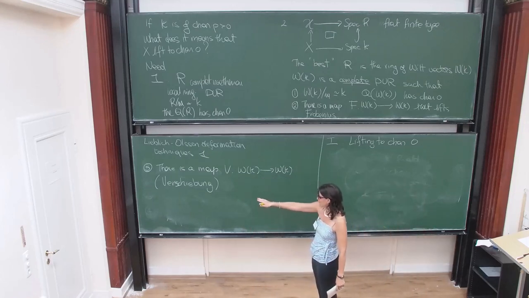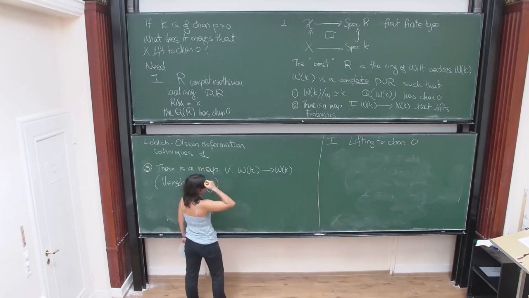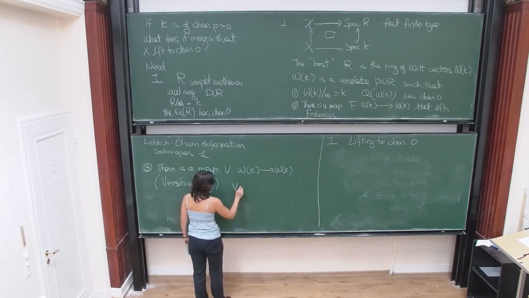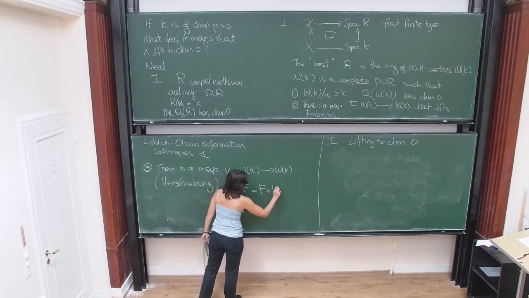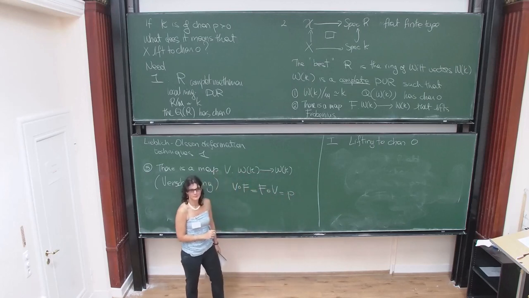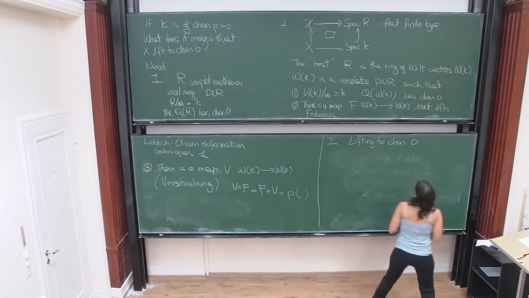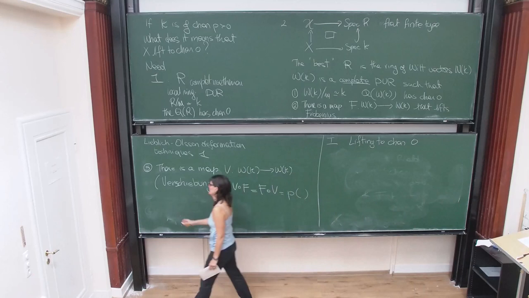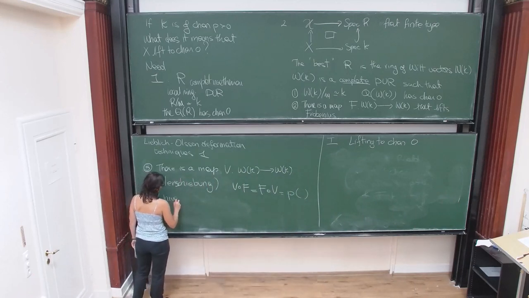So the Verschiebung V satisfies that V composed with the Frobenius equals F composed with V, and it equals the multiplication by p. And then we satisfy a universal property.